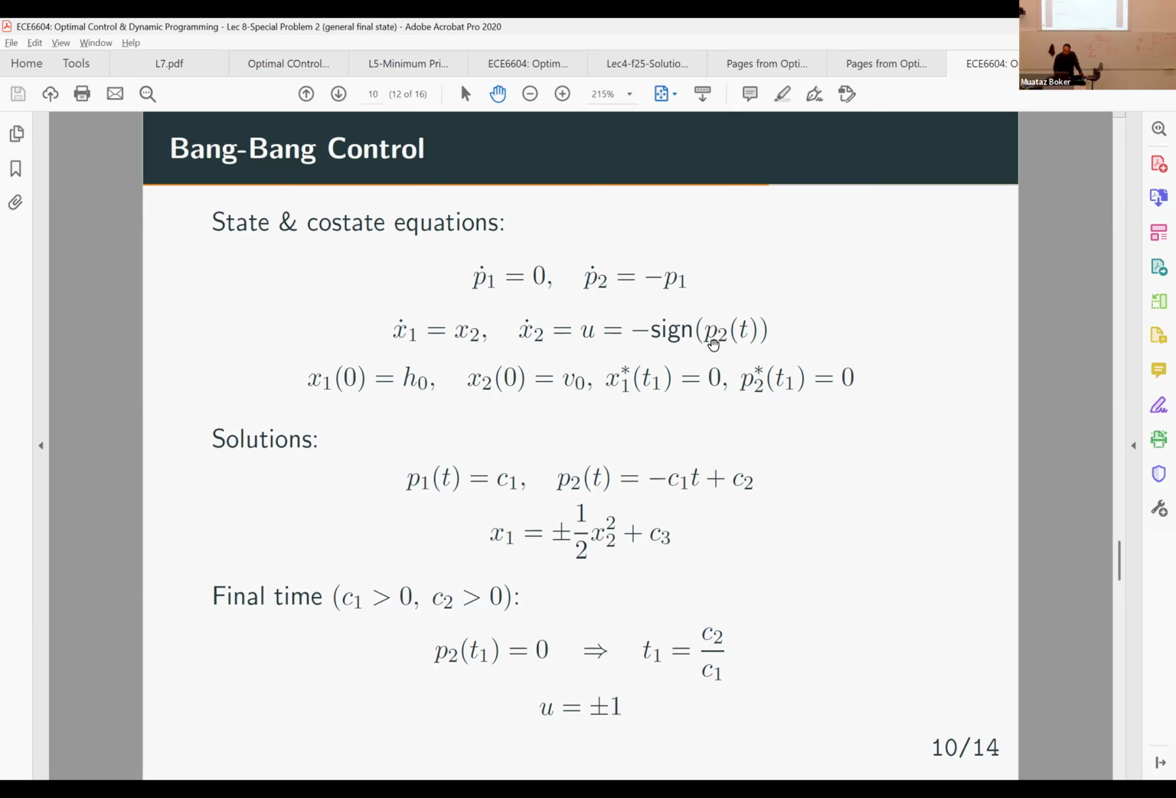P2 is the one that will determine the switching. But if you see here, switching happens when P2 is equal to 0. But P2 equal to 0 happens at the final time. So in this case, actually, there will be no switching, at least in this special case. And let me now show you how.